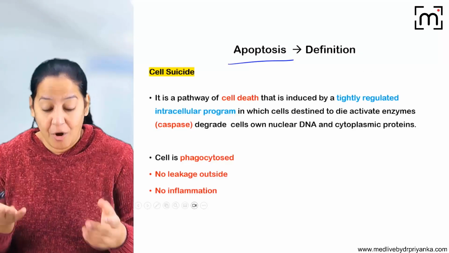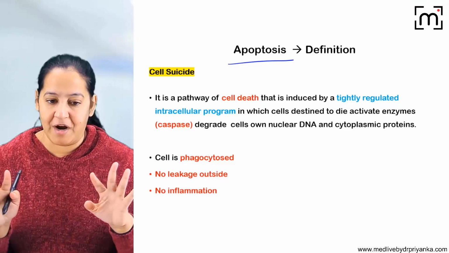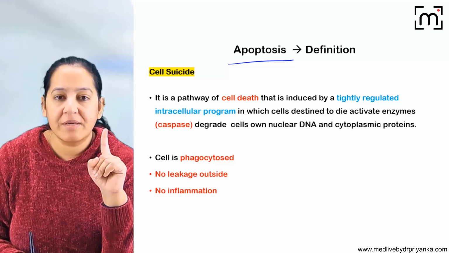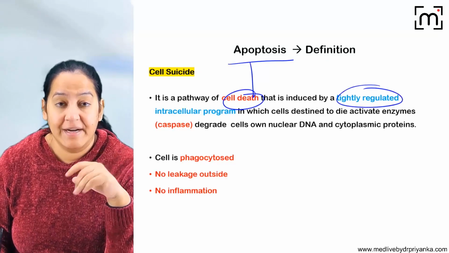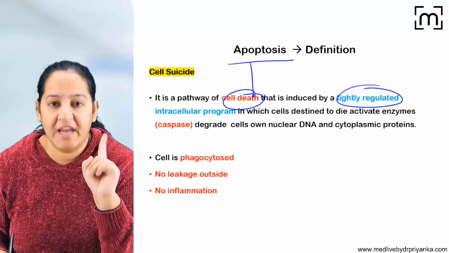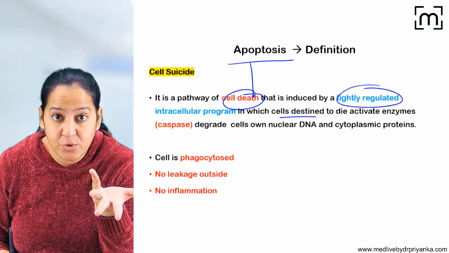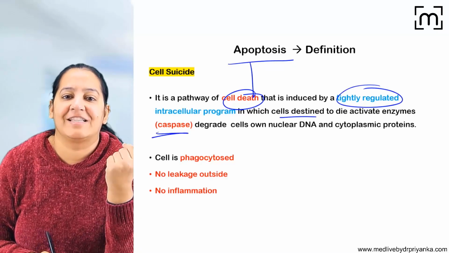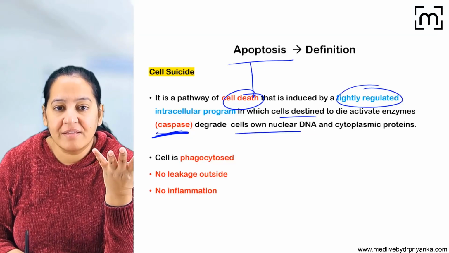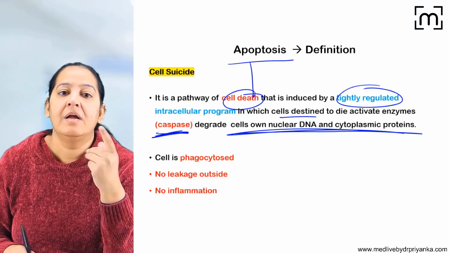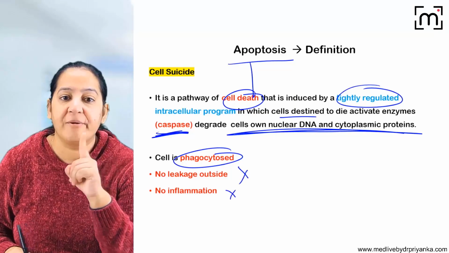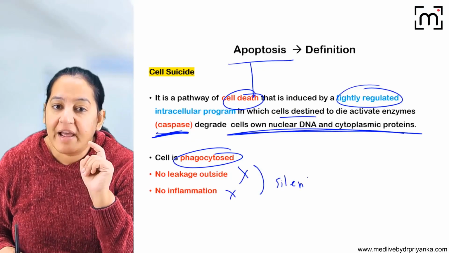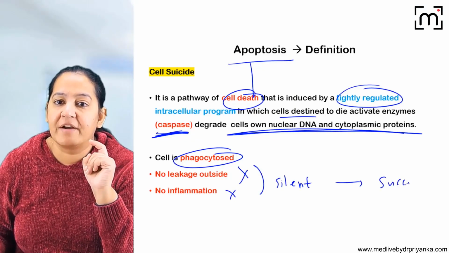So define it. Now please define in your own words. Don't try to mug up. So what is apoptosis? It's a type of cell death. It's a programmed cell death. It's a tightly regulated programmed cell death in which the cell which is destined to die will activate an enzyme, caspase. And caspase converts the cell into multiple apoptotic bodies. A phagocyte will come and engulf all of them. There is no leakage, there is no inflammation, it's silent, like suicide. That's why we compare it with suicide.